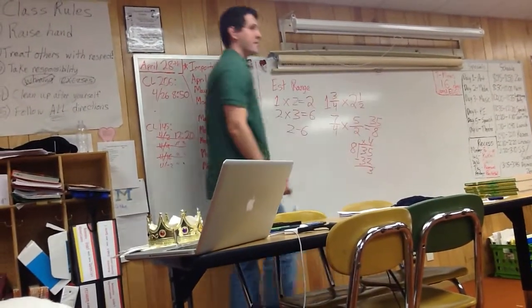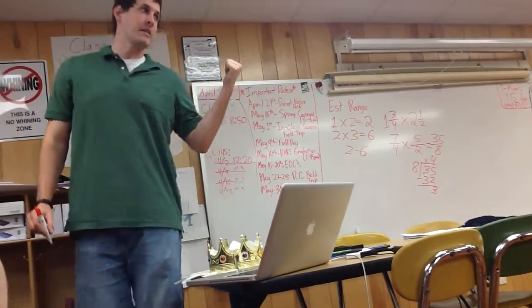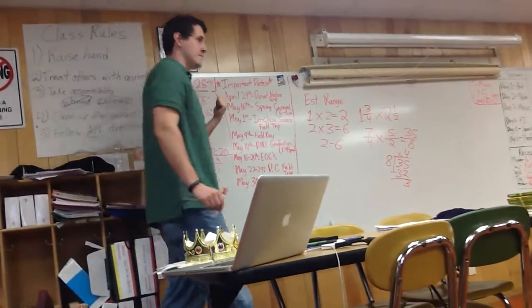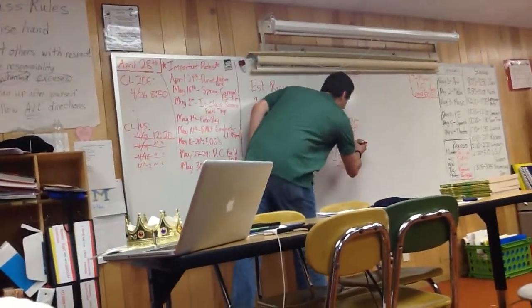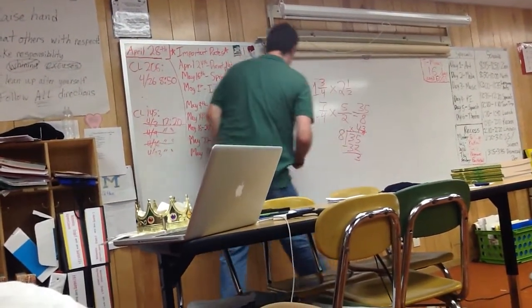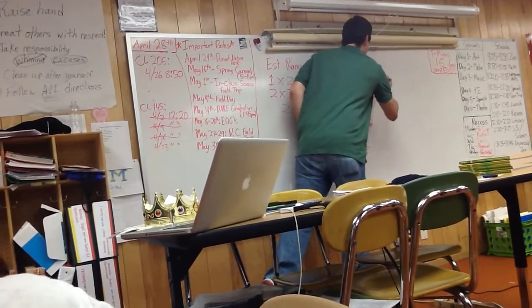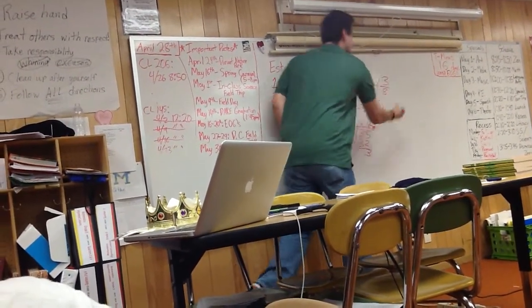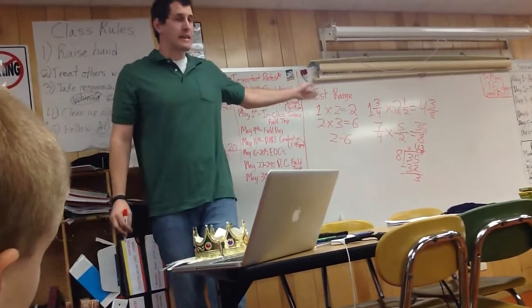And then, think back to first quarter, how do I put my remainder as a fraction? Jaden? 3 over 8. 3 over 8. So there's my answer. 4 and 3/8. Now, is that a reasonable answer?